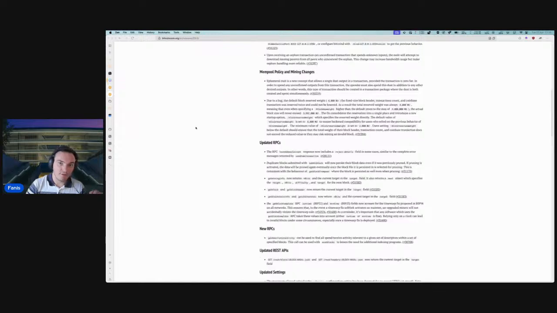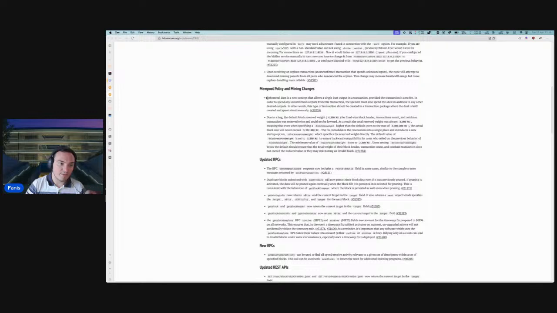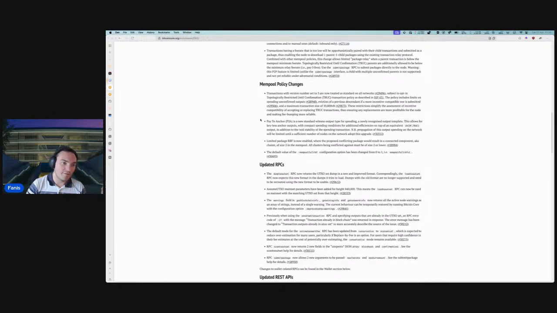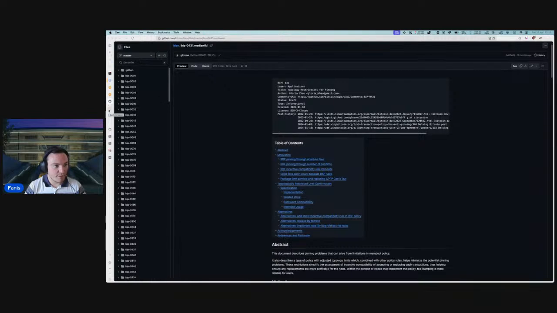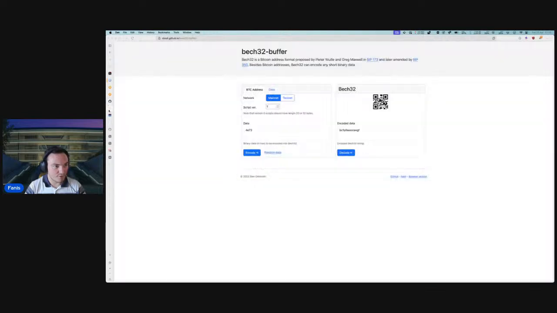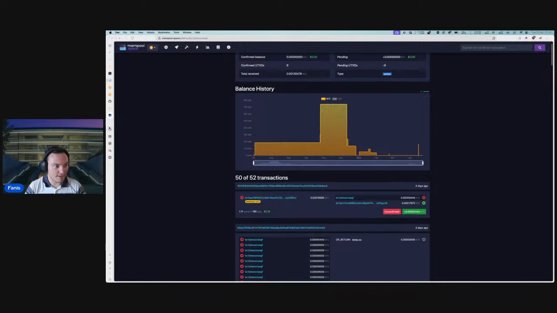And now, since last week, since 29.0, we have the concept of ephemeral dust, which combined with pay to anchor leads to the ability to develop ephemeral anchors, which is not yet there, of course, because we still need to be integrated into the Lightning protocol. So that's the BIP for TRUC transactions. That's okay.